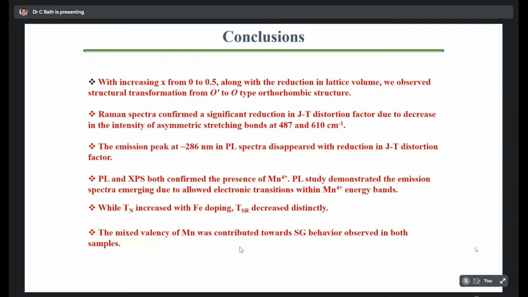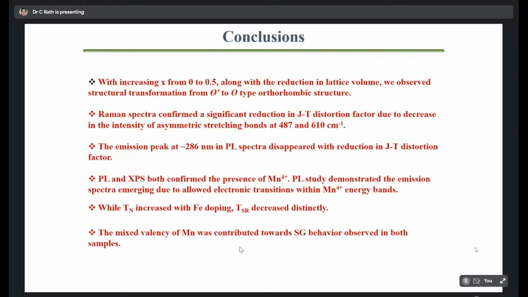With increasing x from 0 to 0.5, along with the reduction in lattice volume, we observe the structural transformation. Raman spectra confirm a significant reduction in Jahn-Teller distortion due to the decrease in intensity of asymmetric stretching. The emission peak disappears, which shows the reduction in Jahn-Teller distortion. PL and XPS both confirm the presence of Mn4+, and while TN increases with iron doping, TSR decreases distinctly. The mixed valency of manganese contributes towards the spin glass behavior observed in both samples. So this is for iron.